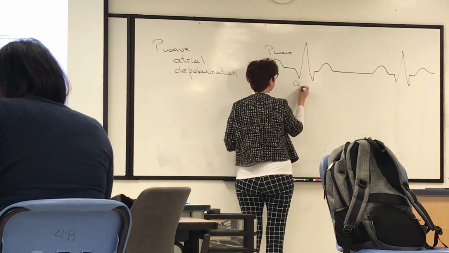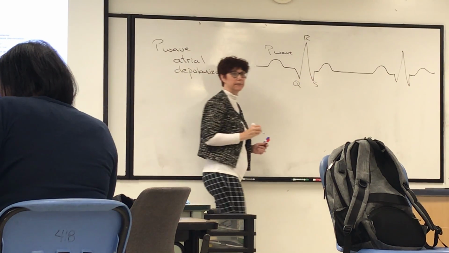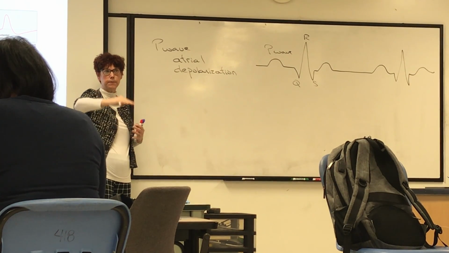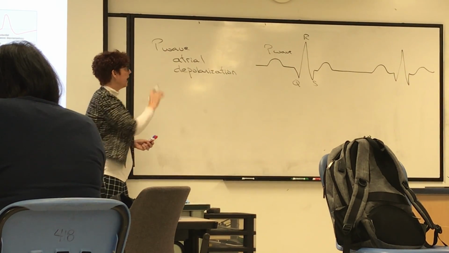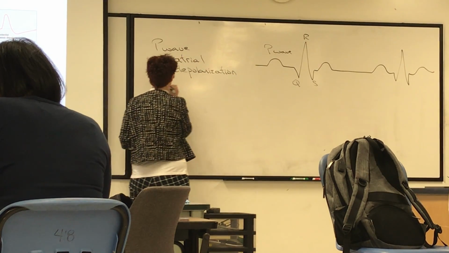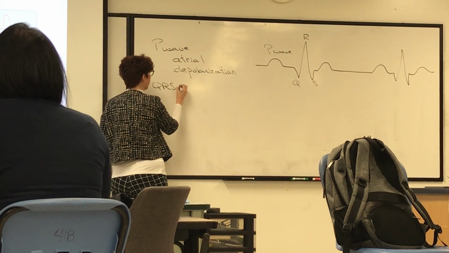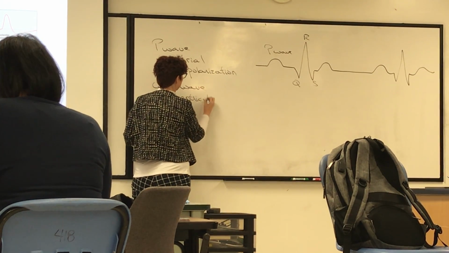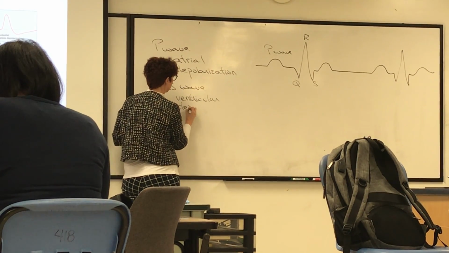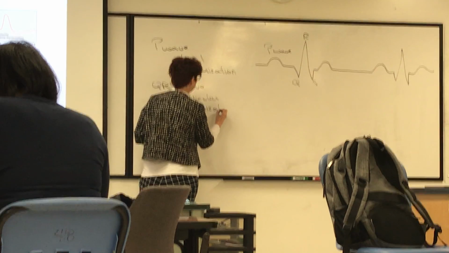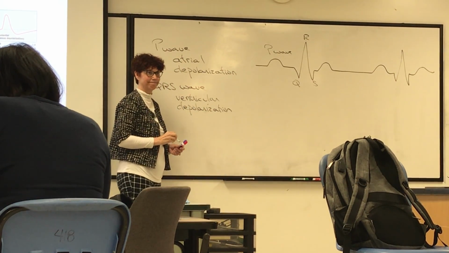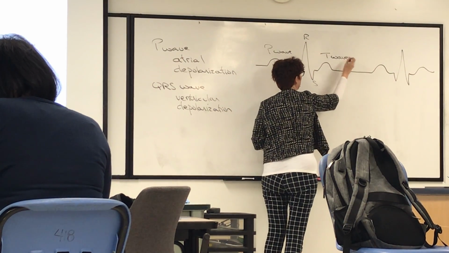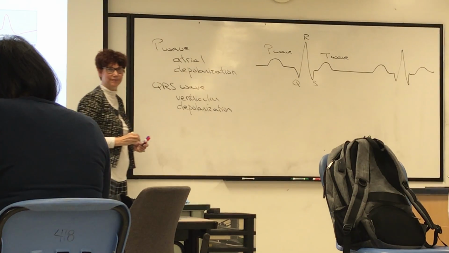Then we have the QRS wave, and that is ventricular depolarization. So as the current is moving through the contractile cells of the ventricle, it creates this change. So that's known as the QRS wave or interval. And that would be ventricular depolarization. And then the T wave is ventricular repolarization. Okay?